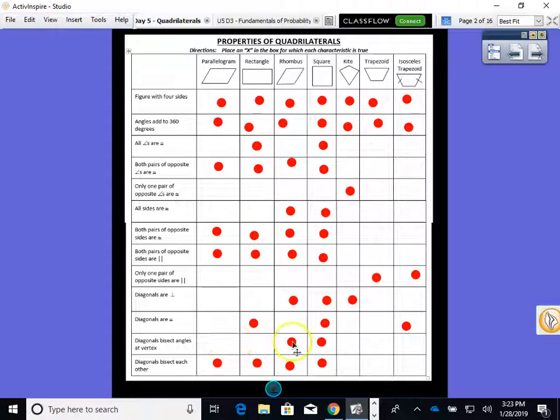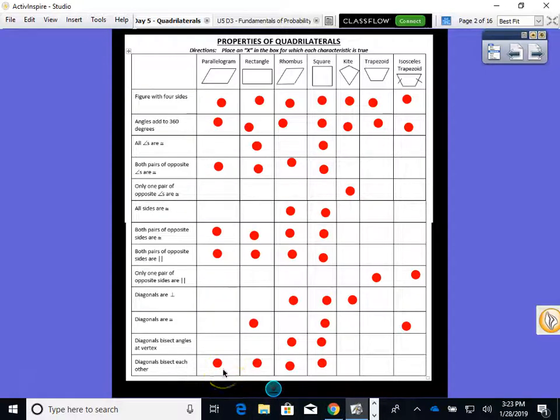So when you draw the diagonals, are they splitting those angles in half? And the only two that do that are the rhombus and the square. So if I drew a diagonal, oops, go away. And when I draw a diagonal from this corner to this corner, it's splitting that angle in half and splitting this angle in half. It's bisecting those angles. Same thing if I draw a diagonal going from this corner, it splits this angle in half and this angle in half. And same thing when I do it with the square, it splits them in half.